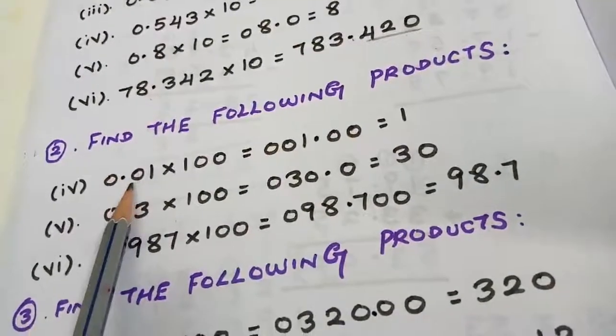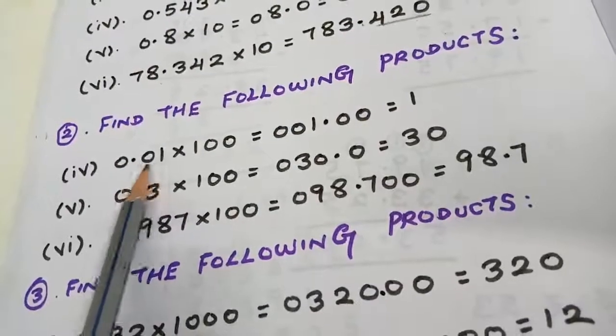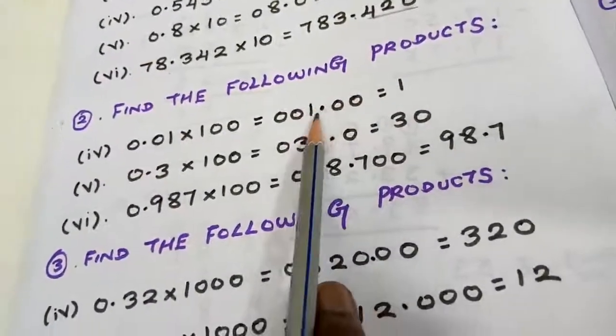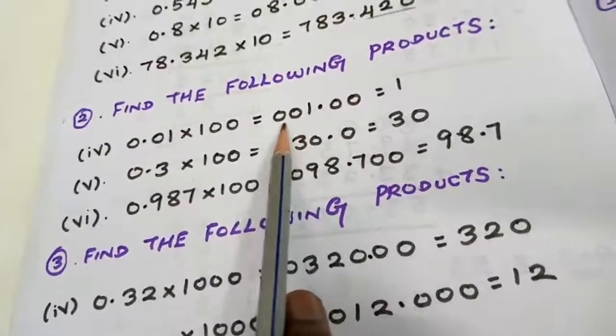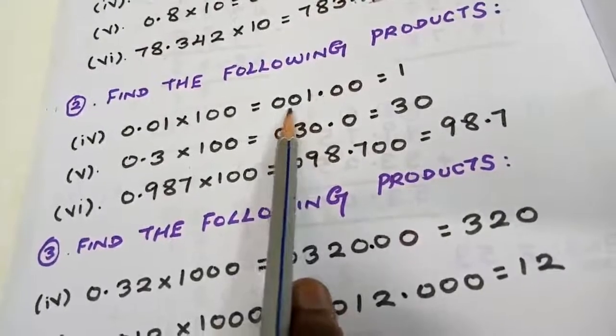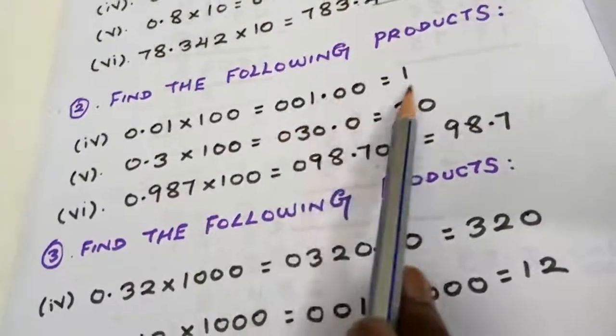After the decimal point, check the number of digits. You are having only 2 digits. So, 1, 2, keeping the decimal point here. If you are going to have the value before like this, you can just leave this 0. 1.00 is nothing but 1.